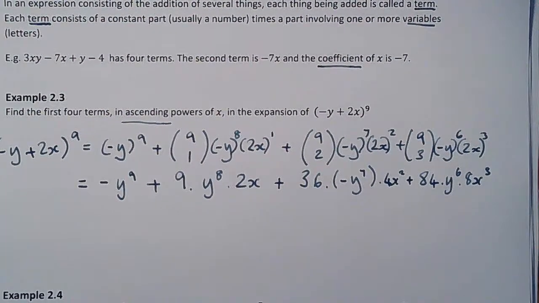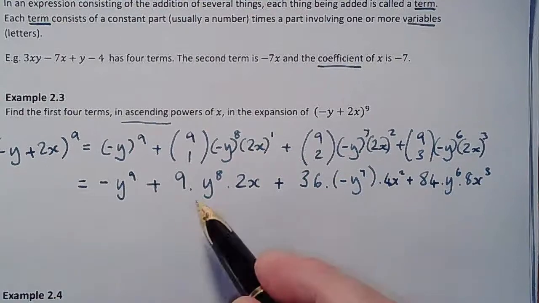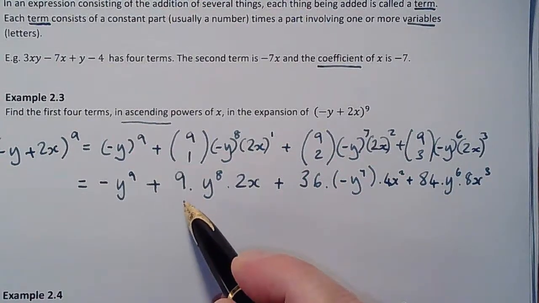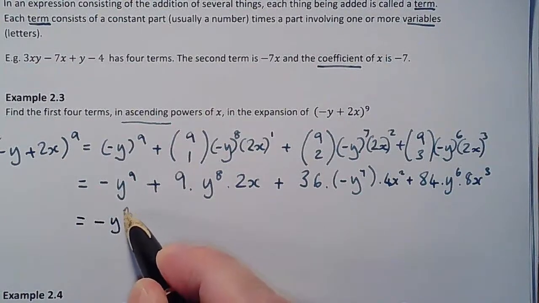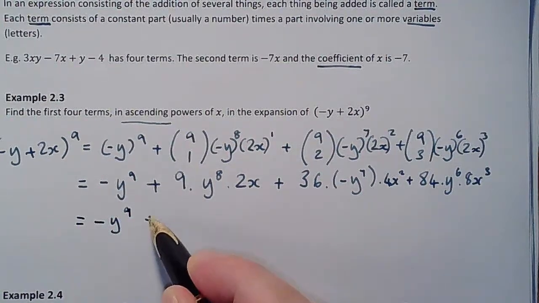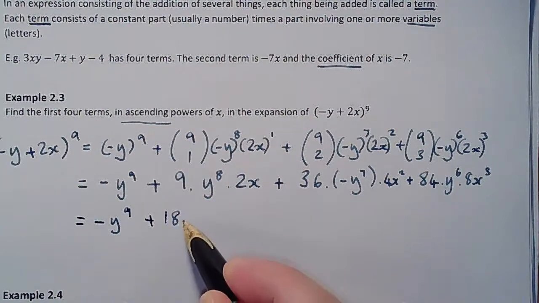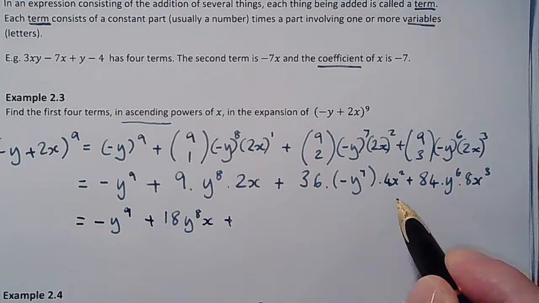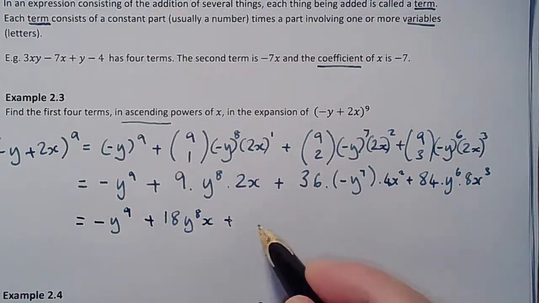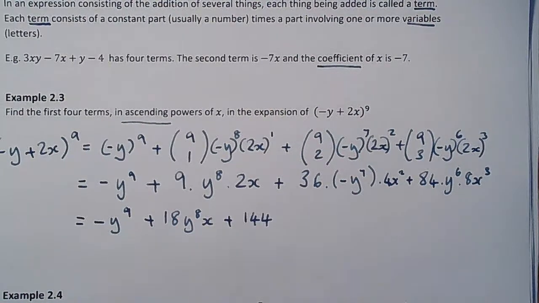Do not try and skip this step. Now I'm ready to let my calculator take care of the numbers, so I can use my calculator if I need to for 9 times 2. So the first term is obviously minus y to the power of 9. 9 times 2 is 18, and then I've got y to the power of 8x. And then I've got 36 times 4, your calculator will tell you is 144.